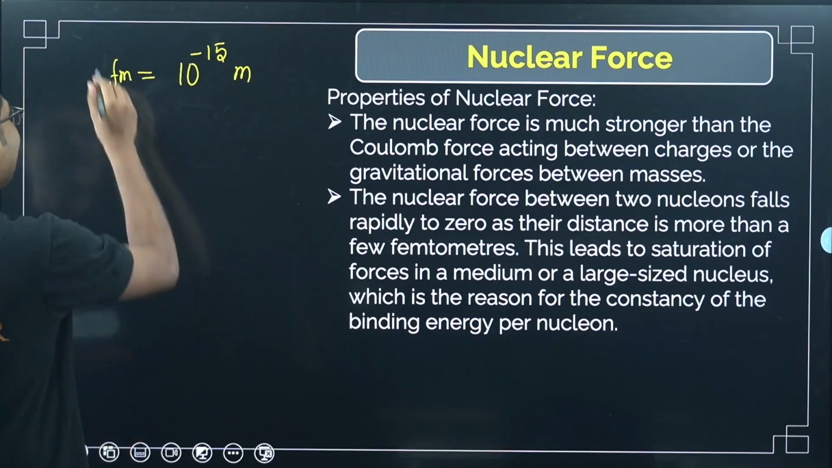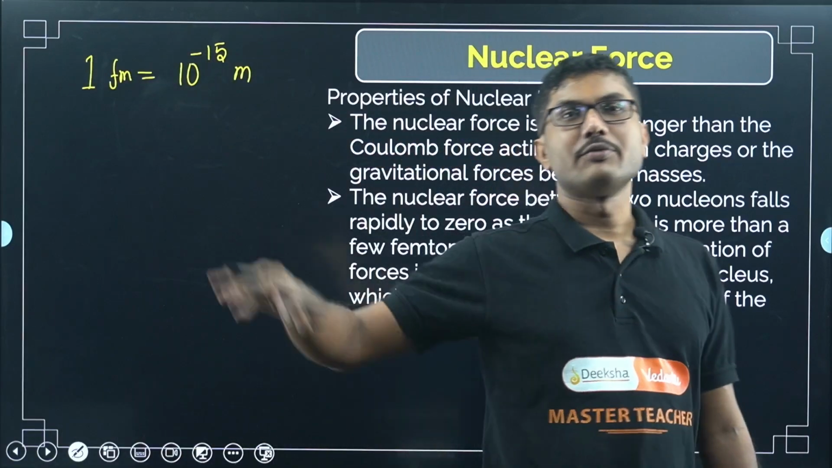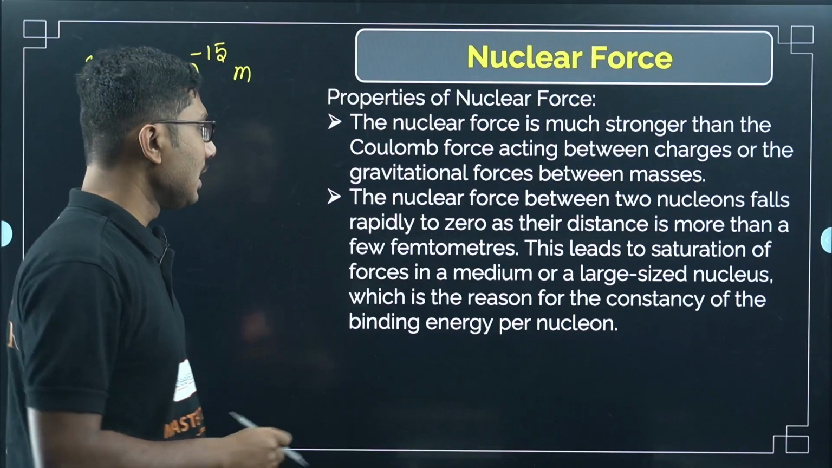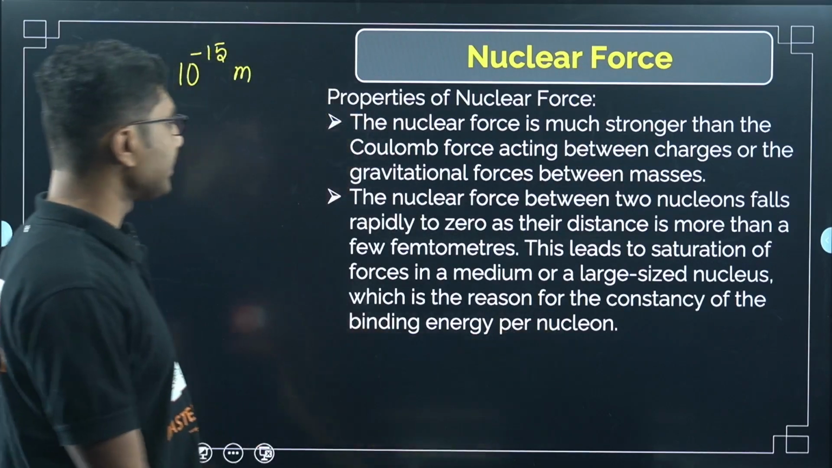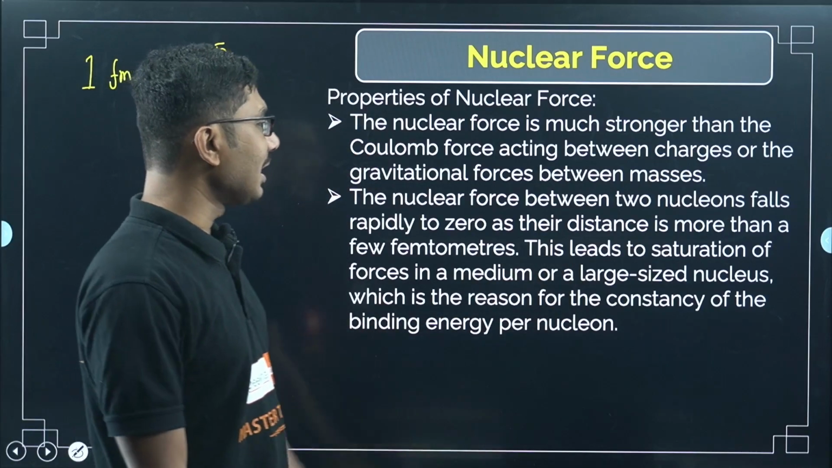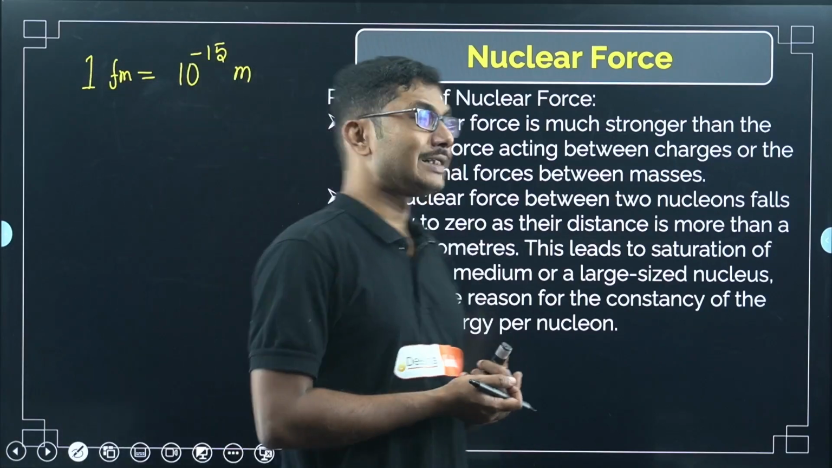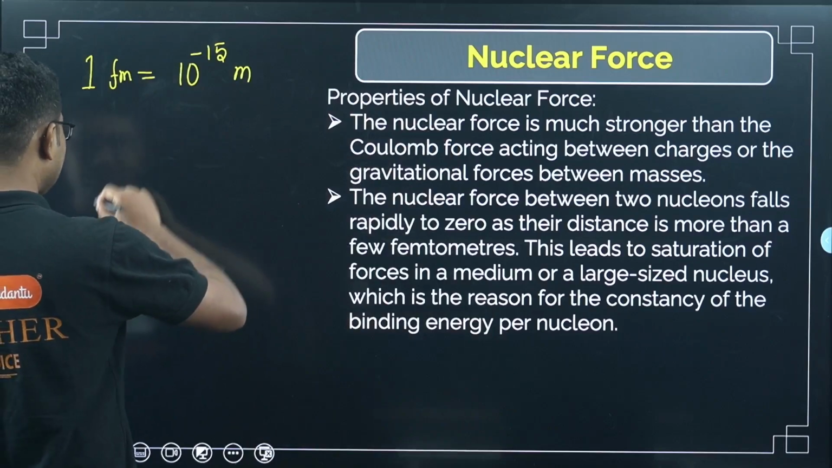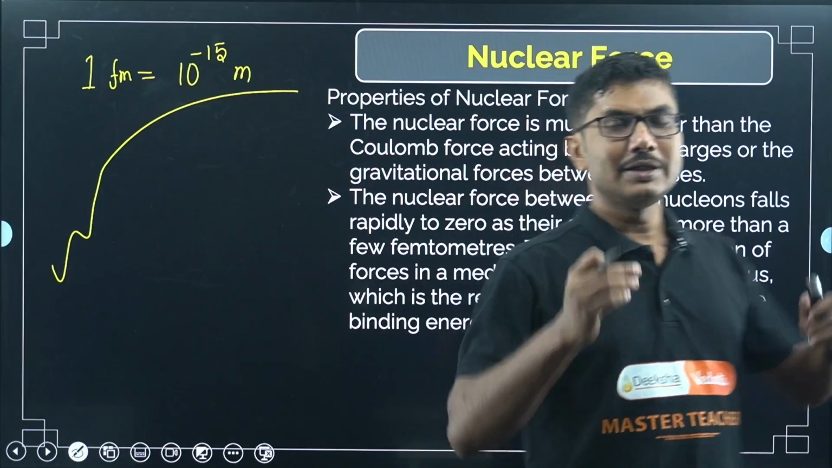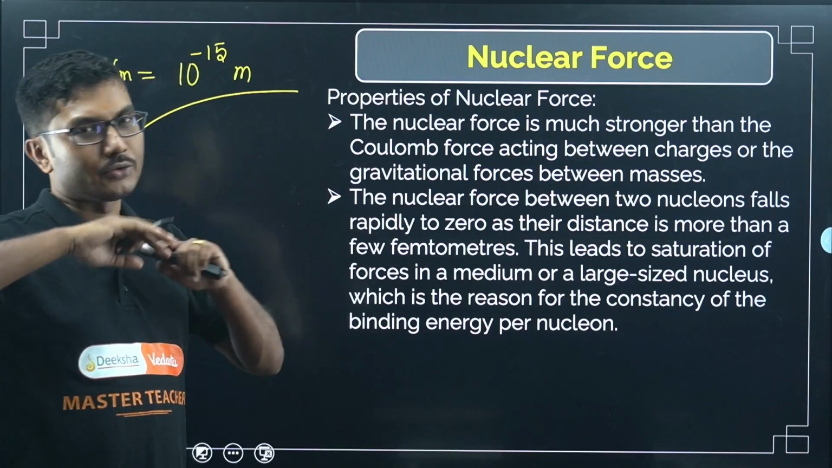So if you increase the distance more than a few femtometers, the nuclear force becomes 0. So it is called a short range force. This leads to the saturation of the forces in a medium or large sized nucleus, which is the reason for the consistency of the binding energy per nucleon. If you see the binding energy per nucleon graph, it initially starts low, but it becomes almost constant. Why? Because the nuclear force is saturated. Nuclear force is constant throughout the volume.